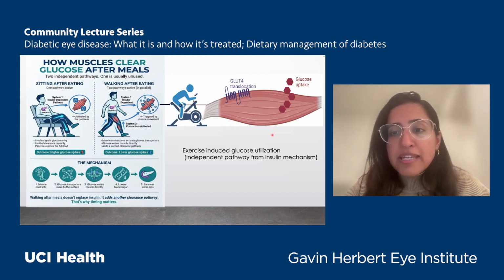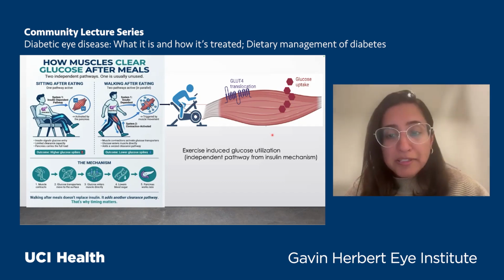This occurs on its own because of the muscle contraction. And so, activity can play an important role in glucose clearance from the blood. And if you were to take a short walk after you eat, it could be effective to manage post-meal glucose spikes.